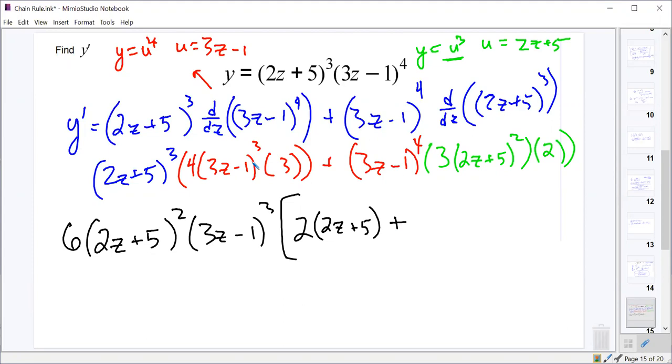And then on the right-hand side, if we've taken out 3z minus 1 to the third, that leaves us with 3z minus 1 to the first, or just 3z minus 1. We've taken out the full 6, and we've taken out the 2z plus 5 to the second. So all that's left is just a 3z minus 1. Everybody good with that?